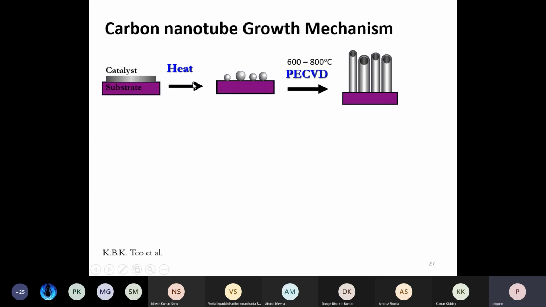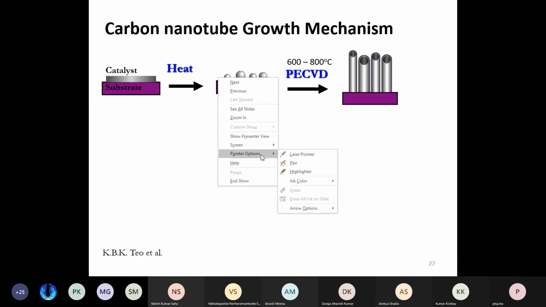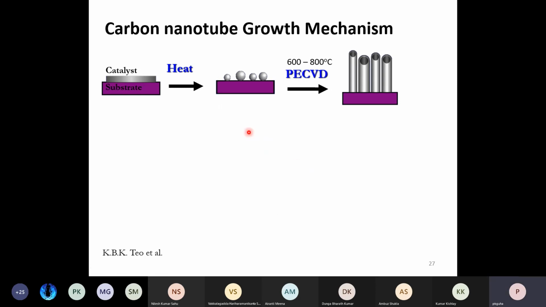So this is how we make carbon nanotube. We have a substrate. On top of the substrate, we deposit catalyst. We heat it up, so this catalyst forms small islands. This heating is important. Then we use 600 to 800 degrees centigrade and put it in a PECVD, plasma enhanced chemical vapor deposition chamber.